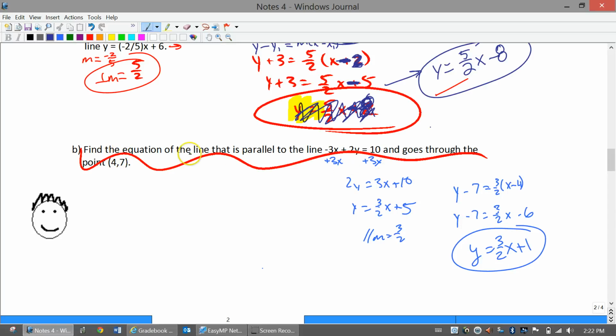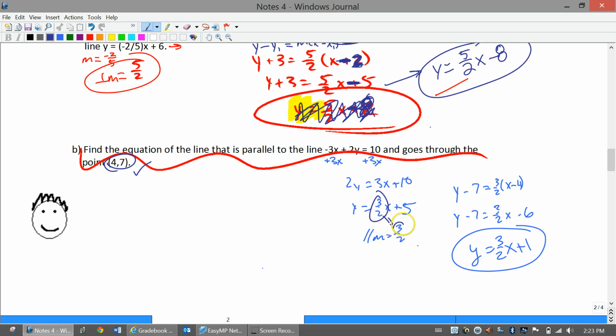Here, first we're given information that it's a line parallel to this line in particular, and this point. So we have a point. We don't have a slope yet, and we can't actually read the slope from just looking at this. We have to solve it for y first before we crank it out. So solve it for y. We add 3x to both sides, divide by 2, and we get y equals 3/2 x plus 5.